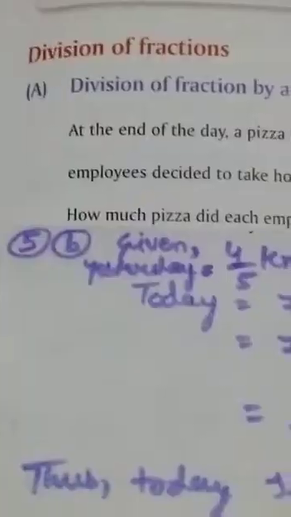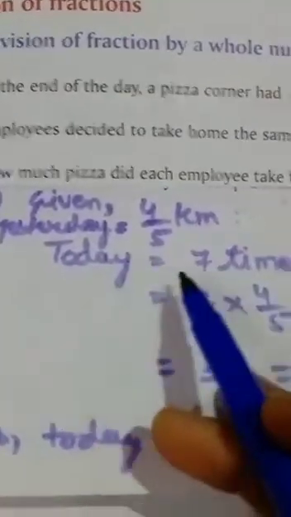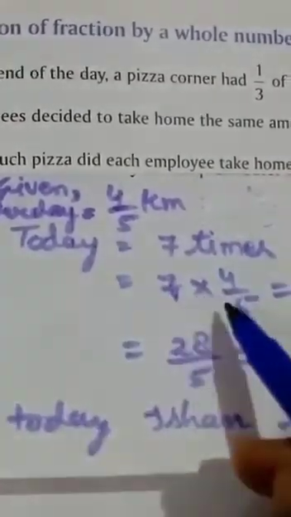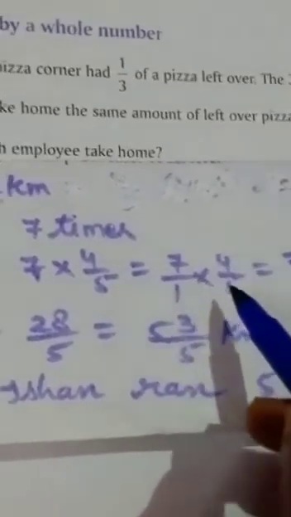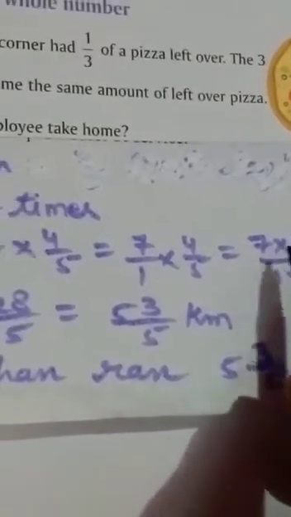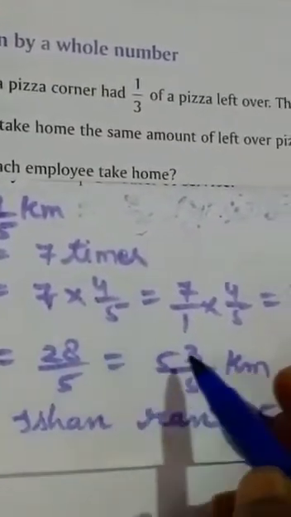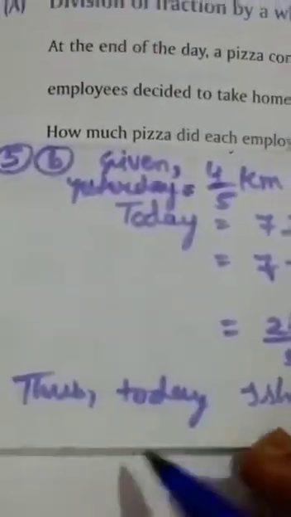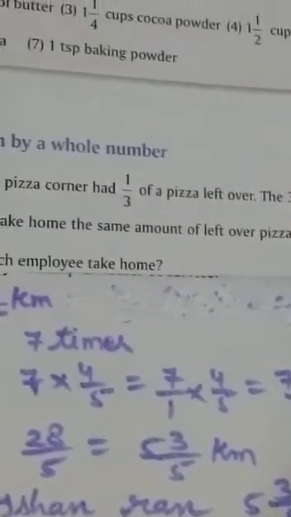So let's see. 5b part. Given yesterday 4 upon 5 kilometer. Today 7 times. 7 times means multiply. So 7 into 4 upon 5. Now here there is no denominator, so we take 1. Now multiply the numerator 7 into 4 and 1 into 5 in the denominator. What you get? 7 4s are 28 and 5 1s are 5. It is an improper fraction, so convert this into mixed. 5 whole 3 upon 5 kilometer. Thus today Ishan ran 5 whole 3 upon 5 kilometer, is your answer.